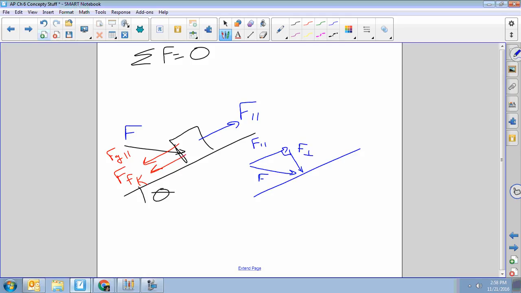Does that make sense? And I know this angle here is theta, right? So my parallel component is just going to be F times the cosine of theta, isn't it? Okay, so this is F cosine of theta. Does that make sense? All right, and FG parallel, we know that. FG parallel is just FG times the sine of theta, right?